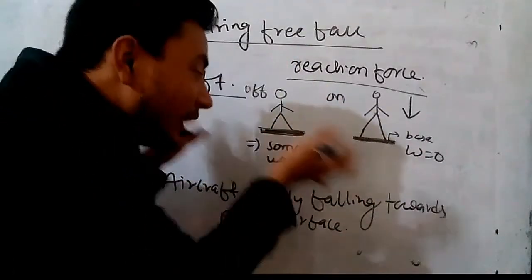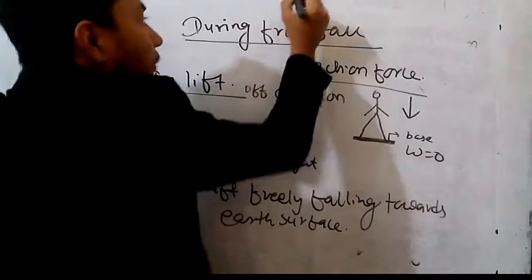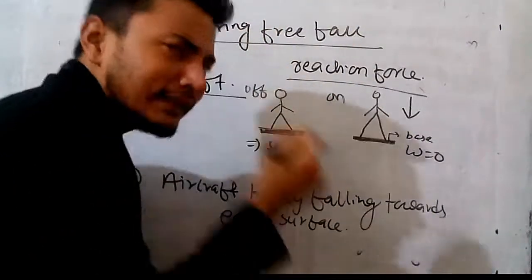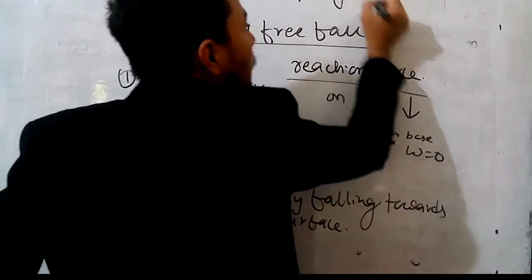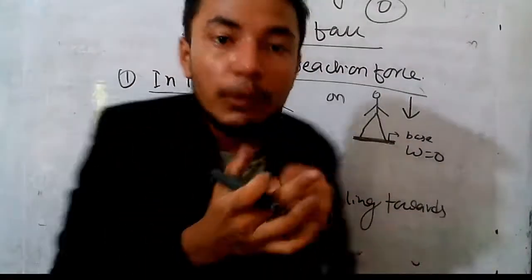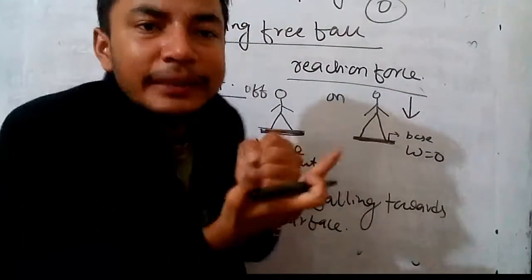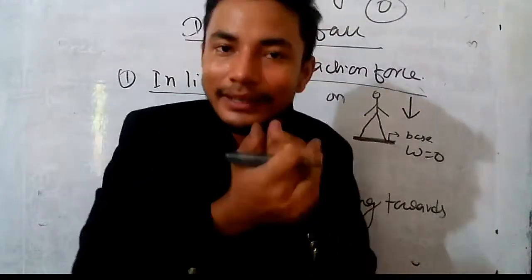Okay, but the weight of the body does not actually become 0 here, because only in space does real weightlessness take place. In space, g equals 0, so weight is 0. But in that case the weight is not 0, it only feels that it is not being attracted by any force. So that condition is called weightlessness.